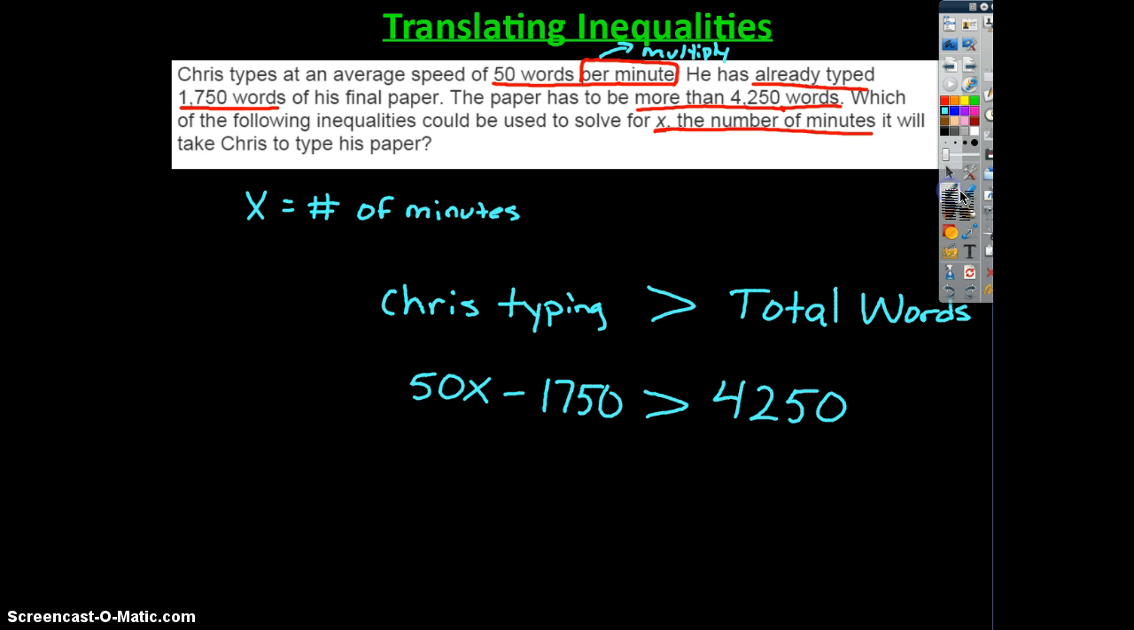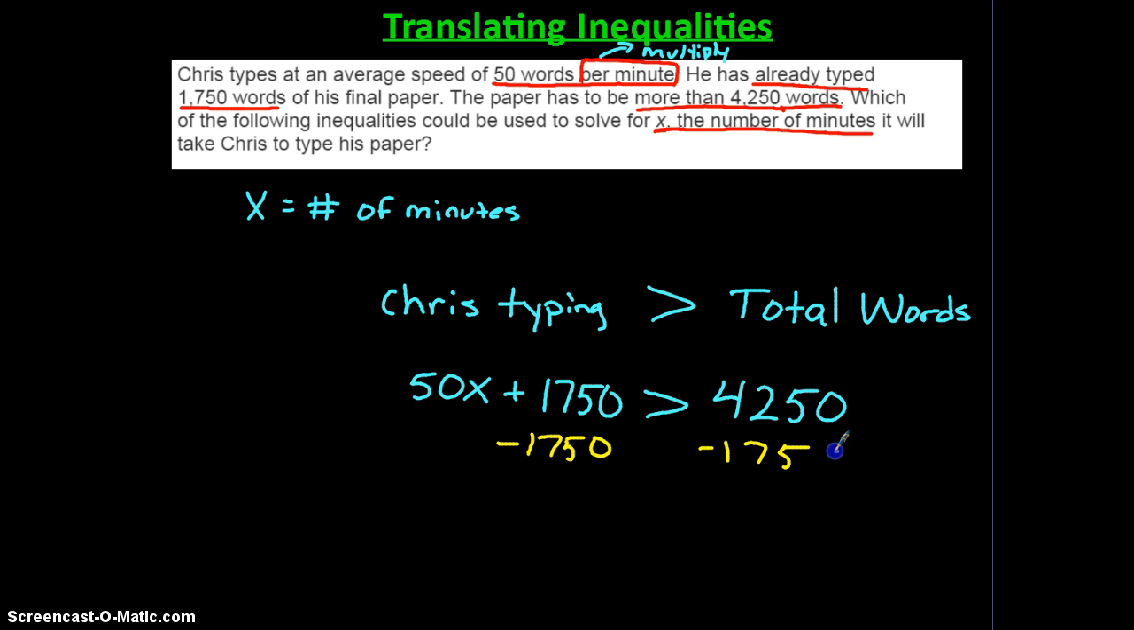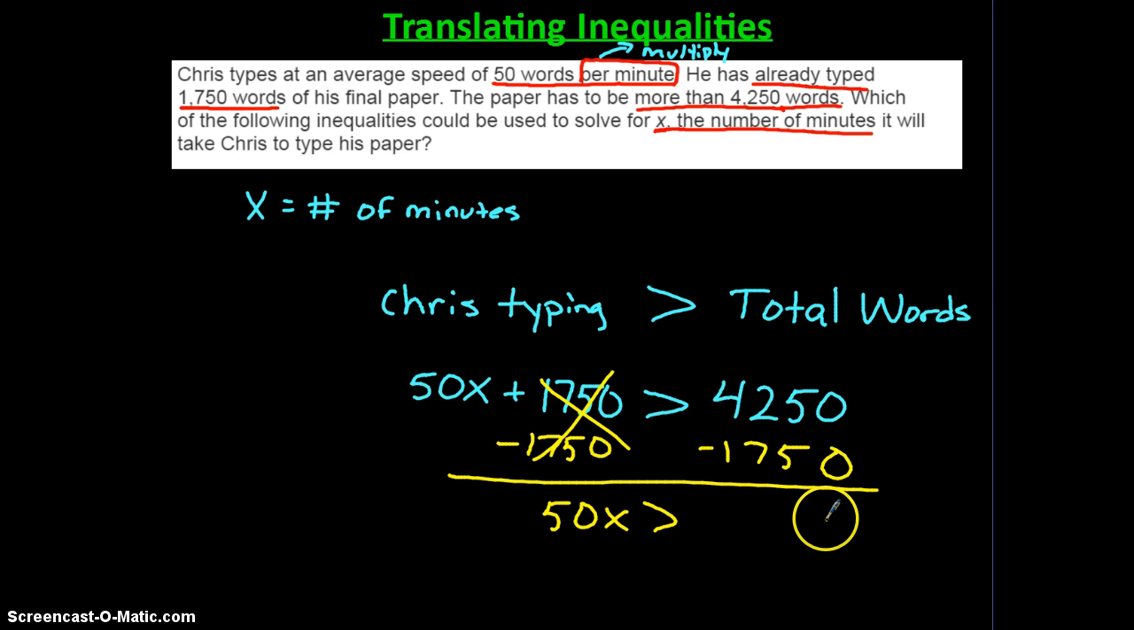We should actually just be adding the 1,750. So now the solving is just as we've done before. Subtract 1,750 from both sides. So I know 1,750 minus 1,750 is 0. So I have 50x is greater than, and now it's just a simple subtraction problem. If you have to borrow, come over and borrow.